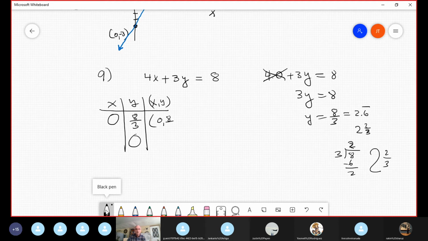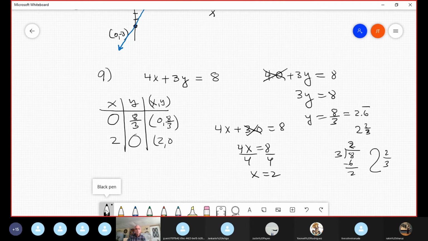0, 8 over 3. And for y equals 0: 4x plus 3 times 0 equals 8. This cancels. 4x equals 8. What about x? x is 2. It's 2, 0 here. Okay, ready to do the graph.